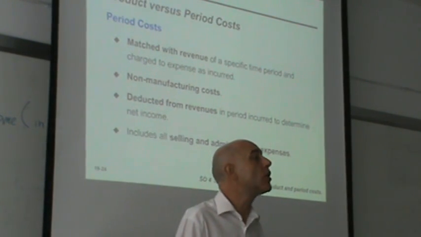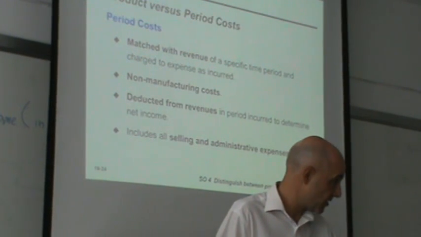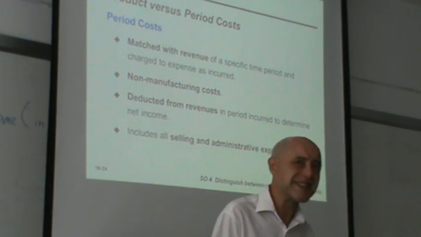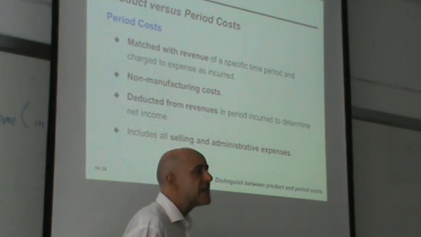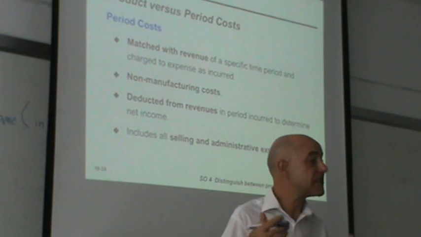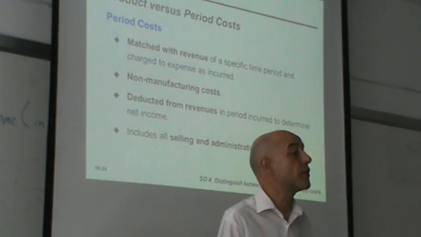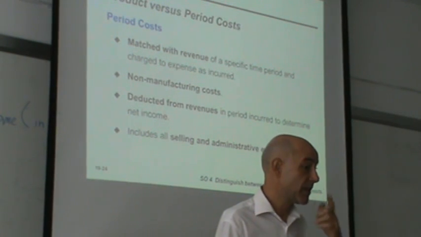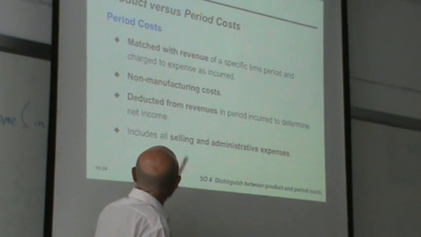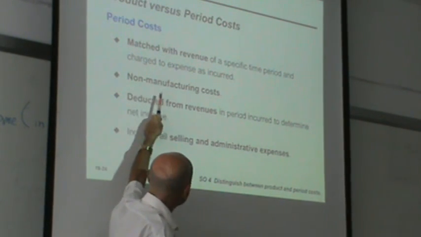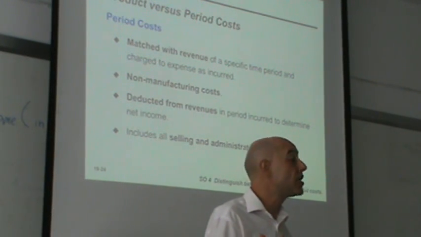So, all of these costs, I already gave you the example of marketing. Marketing and advertising are also non-manufacturing costs. A lot of the sales is all non-manufacturing costs, okay? So all of these would be examples of non-manufacturing costs. If it's a non-manufacturing cost, it is called a period cost.